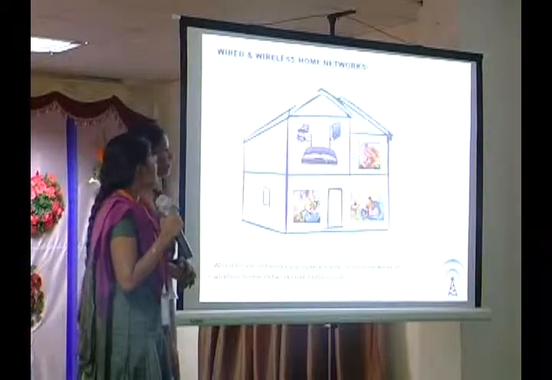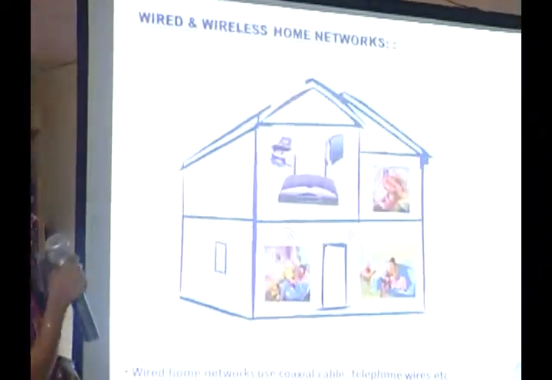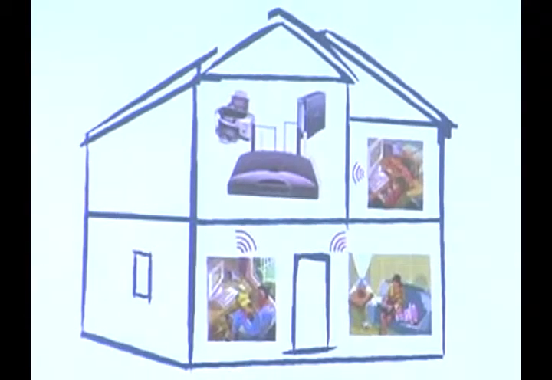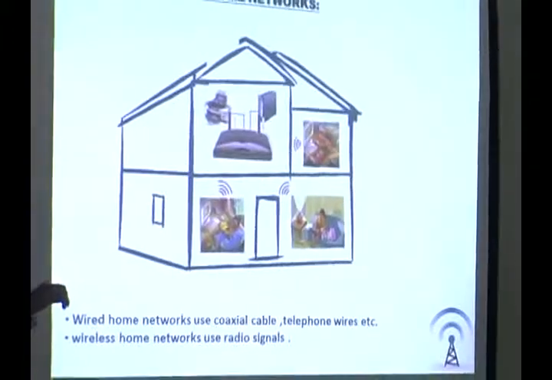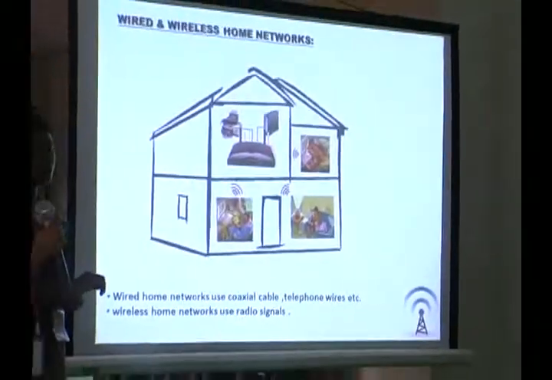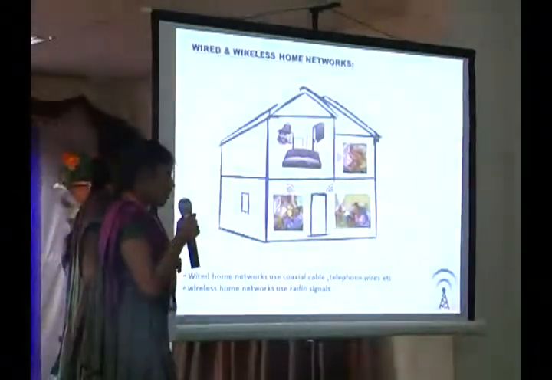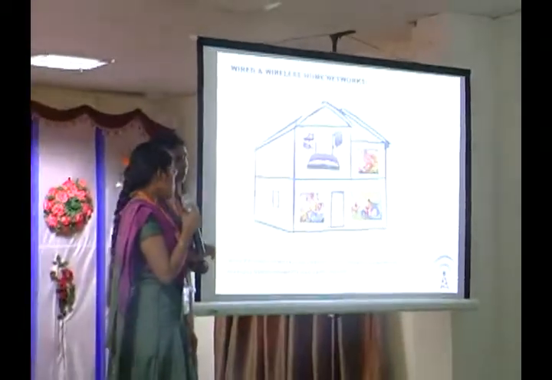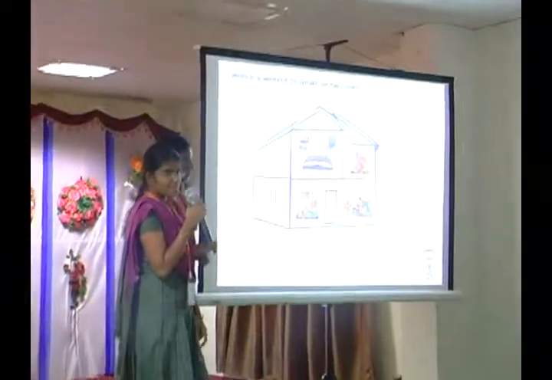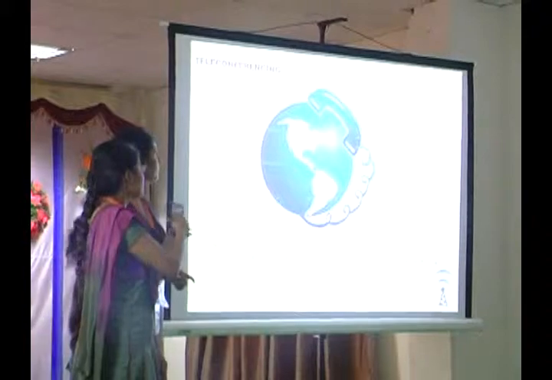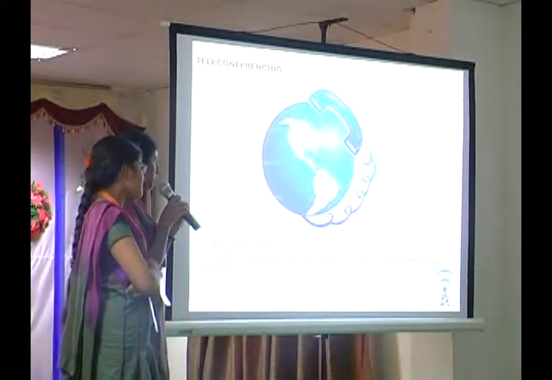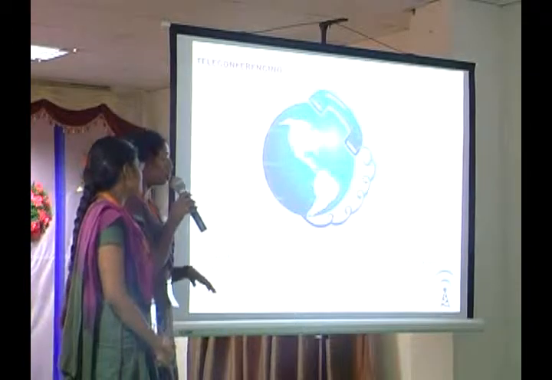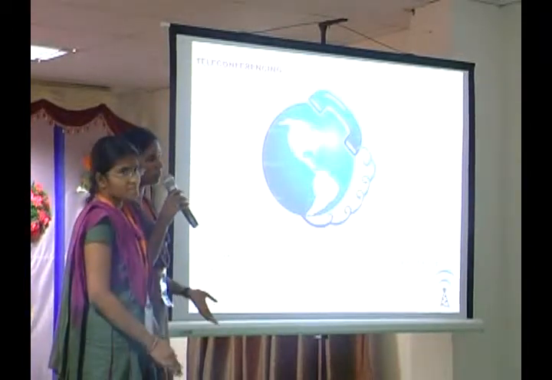Next, we are all familiar with these applications, wired and wireless at home networks. In homes, the wired networks we use are coaxial cables and telephone wires, etc. And in wireless, we use radio signals. Let us see teleconferencing. It may be used in wired and wireless applications. It can be used for conferences between two people over a long distance, but also over a short distance.